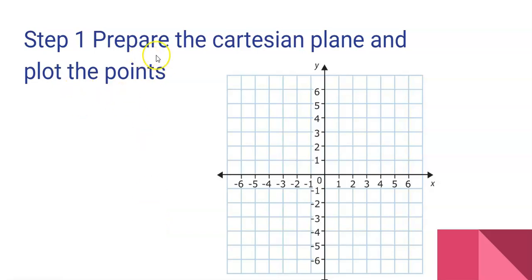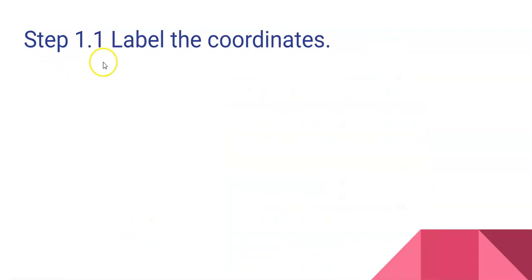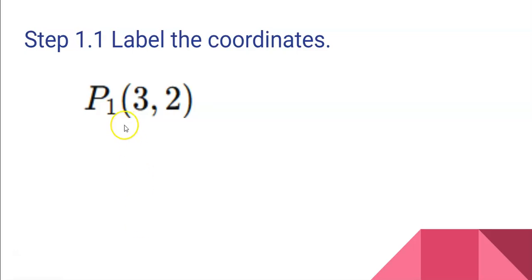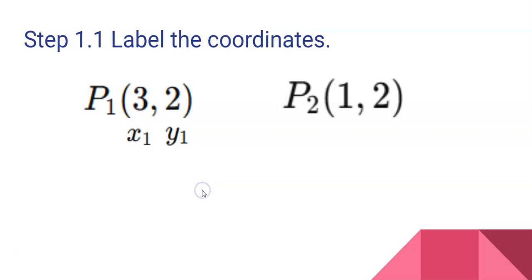Step number 1. Prepare the Cartesian plane and plot the points. Step 1.1. Label the coordinates. Our first point P1 is (3, 2): x1 is equal to 3, y1 is equal to 2. Our second point P2 is (1, 2): x2 is equal to 1 and y2 is equal to 2. Note, point P1 is the center of the circle.